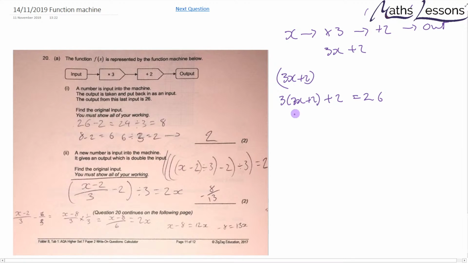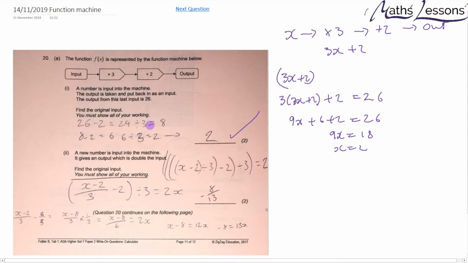So multiply out these brackets. Well, we can take the 2 off both sides and multiply. Well, no, I'm going to multiply out the brackets. Most students prefer to do that first. So 3 times 3 gives us 9x. 3 times 2 is another 6, plus 2 equals 26. Take 6 and 2 away from 26, we get 18. So we get 9x equals 18. So x equals 2. So our student was correct.